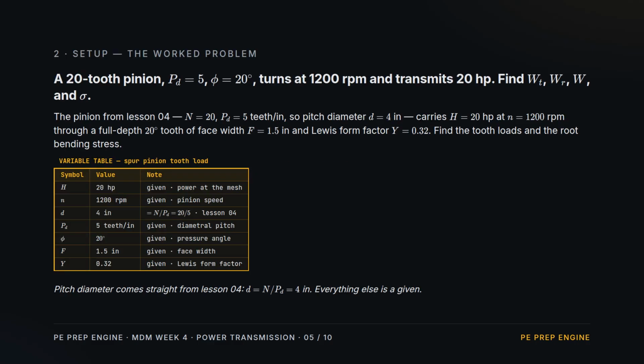Setup. Take the pinion from Lesson 4. 20 teeth, diametral pitch 5, so a 4-inch pitch diameter. It turns at 1200 and transmits 20 horsepower through a 20-degree full-depth tooth. Face width 1.5, Lewis form factor 0.32. We want the tangential, radial, and resultant tooth loads, then the root bending stress. Plan: velocity first, then the tangential load from power, then split it by the pressure angle.